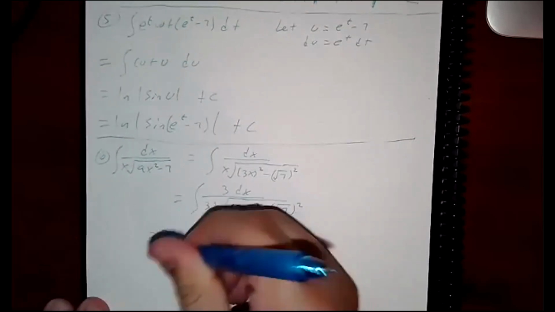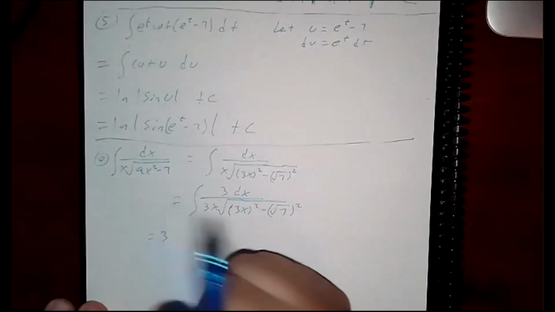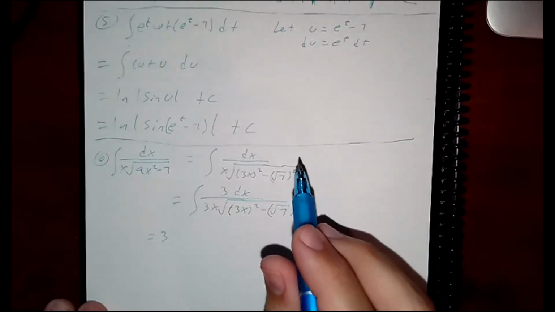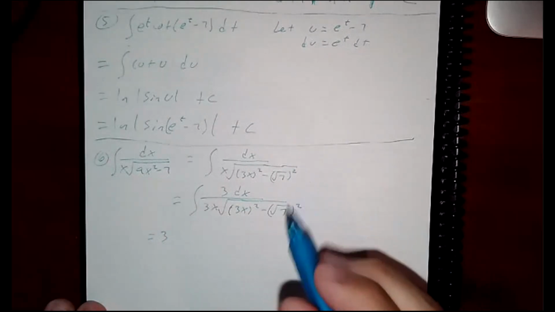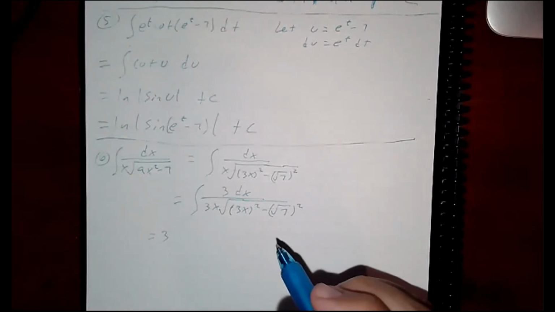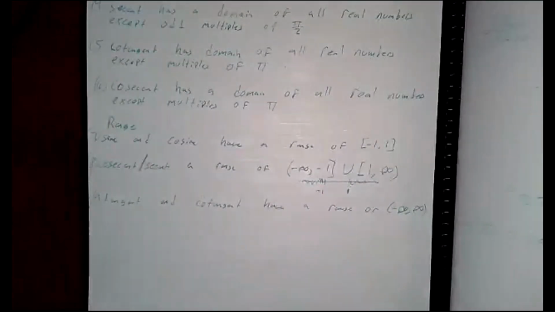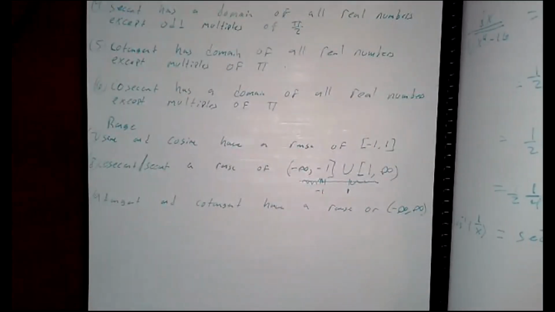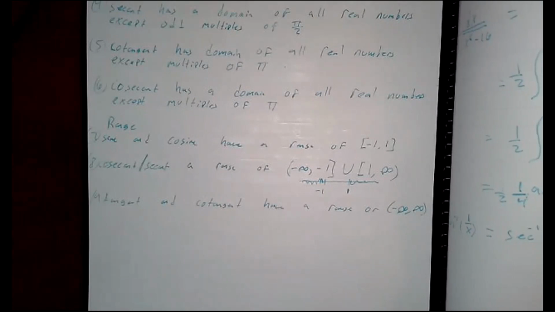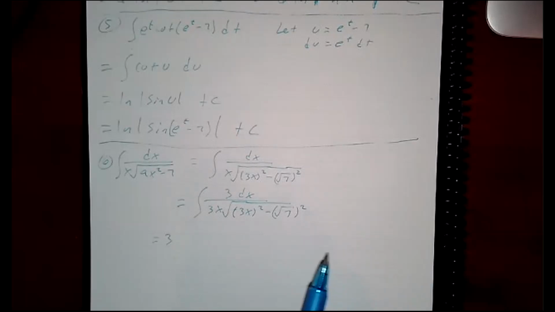So the formula says, that will be what? What is the formula again? One over A, arc secant of u over A. So A is right here.